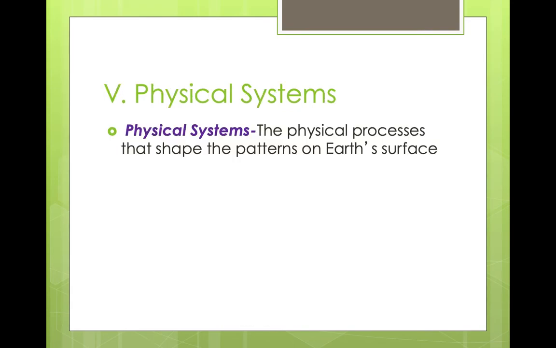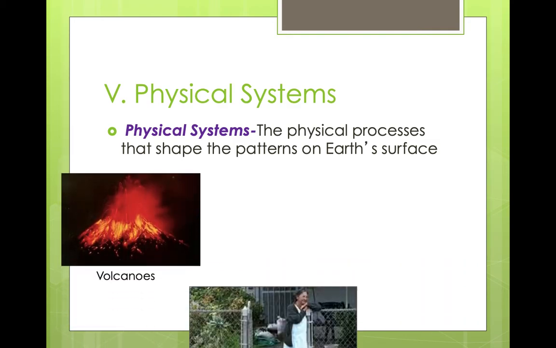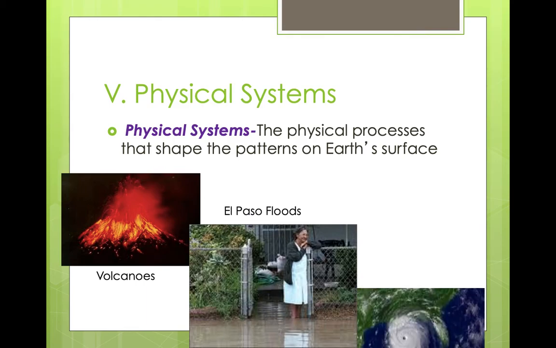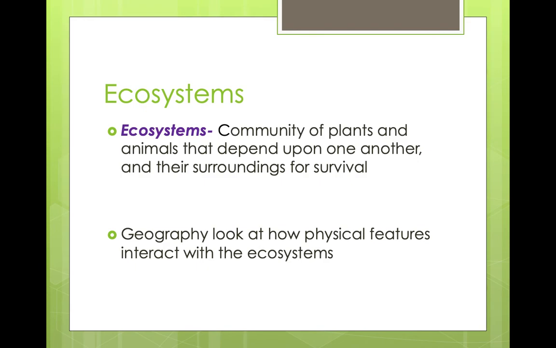The next thing is the physical systems, the physical processes that shape the pattern on Earth's surfaces. So a volcano is a physical system. Flooding is a physical system. Hurricanes are a physical system, and they shape the patterns of our Earth's actual surface. So they change the actual surface of our planet.